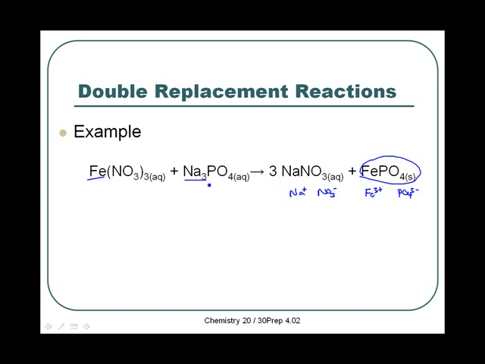So when we go to balance it, we see that there's 3 sodiums on the reactant side. So we put a 3 in front of our sodium nitrate. It turns out that nicely balances our nitrates as well. So we have 3 nitrates and we have 3 nitrates. 1 phosphate and 1 iron, 1 phosphate and 1 iron. So we have a balanced chemical reaction.